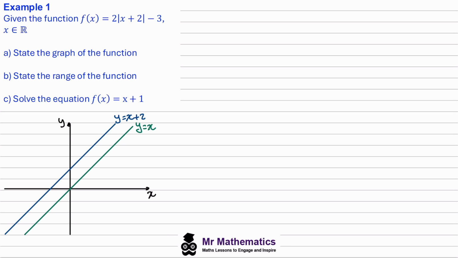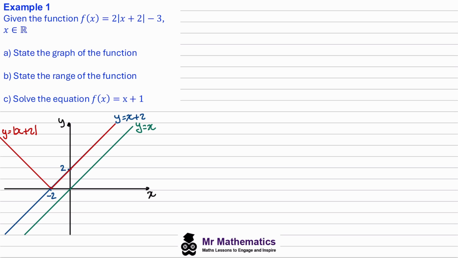And as we continue to build it up, we need to label the coordinates on the axes. So this point will be when x is negative 2, and this point will be when y is positive 2. And now we need to sketch the modulus of this line. So these negative values of y will be reflected through the x-axis to become positive, and these positive values of y will remain the same. So now we have y equals the modulus of x plus 2.